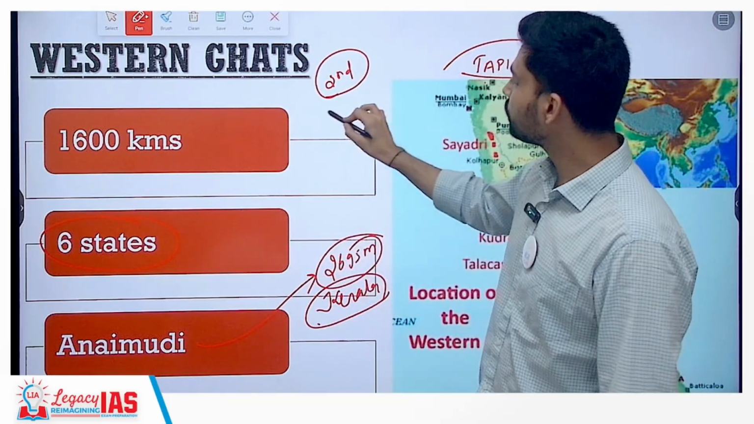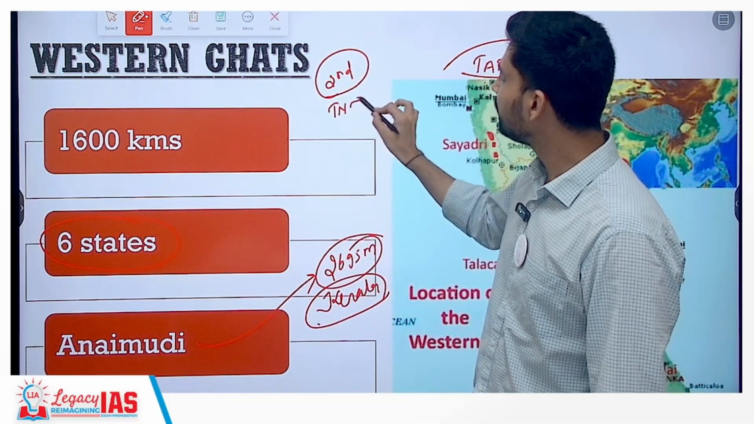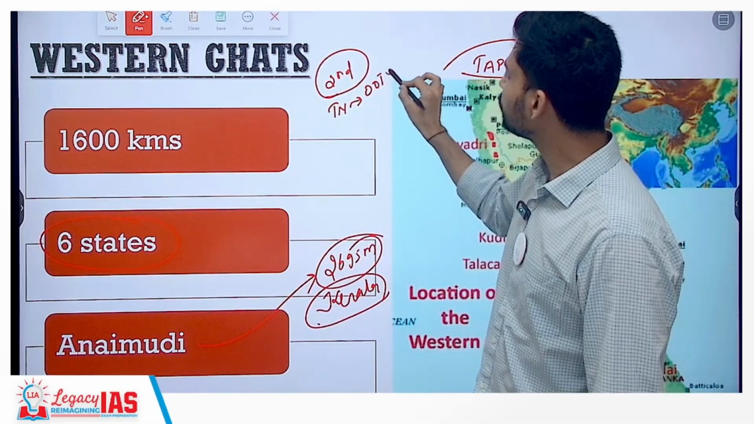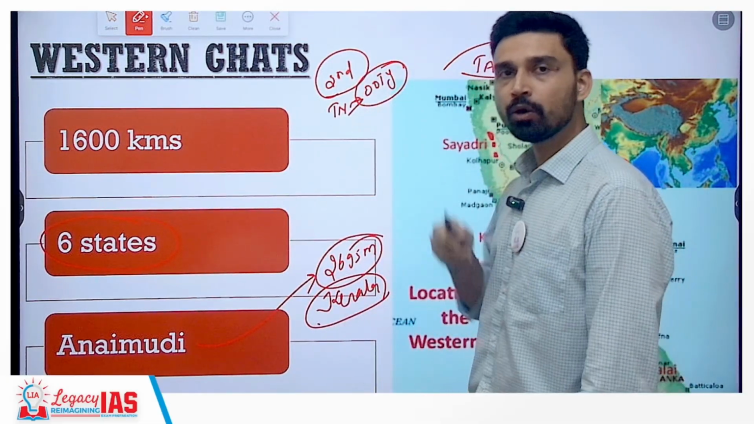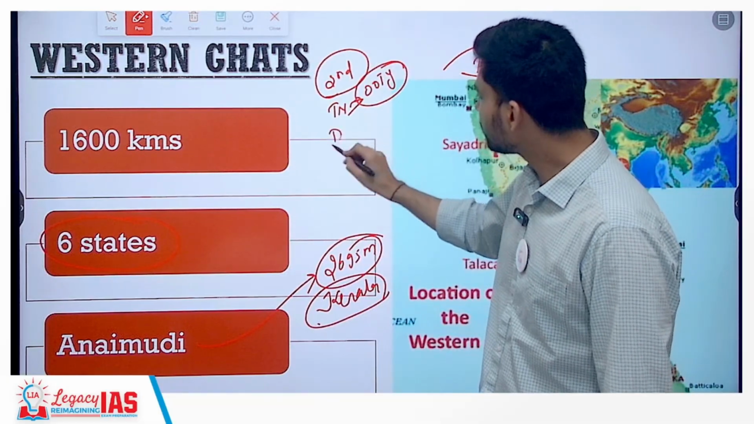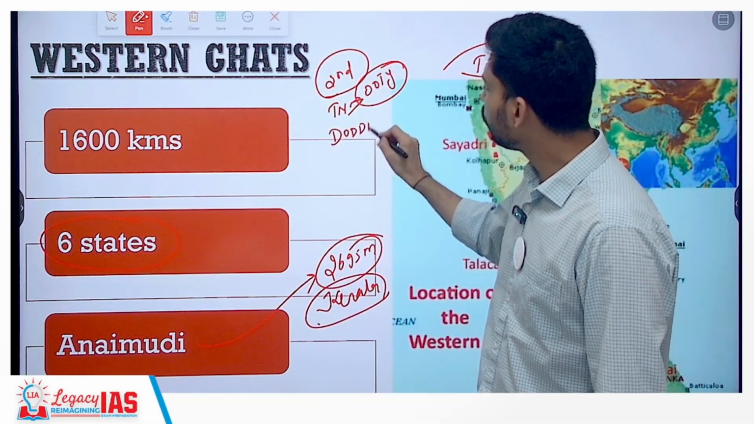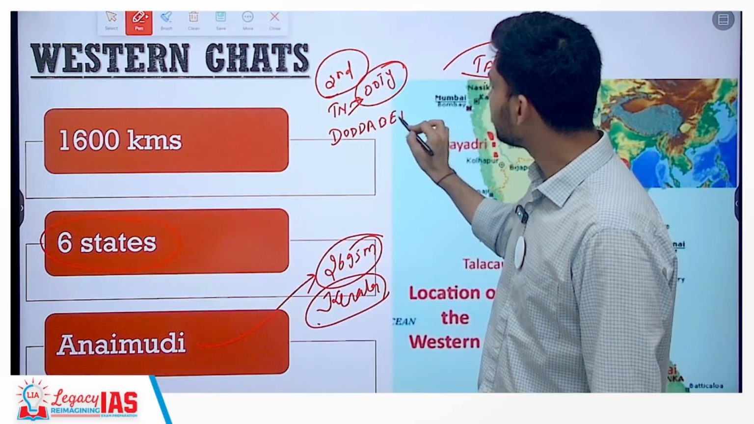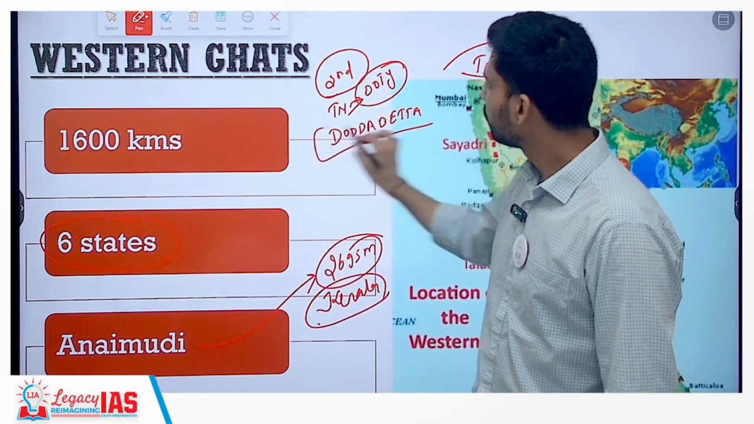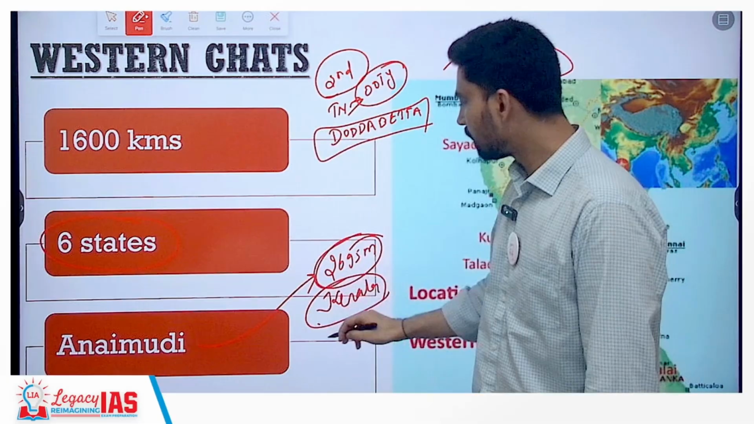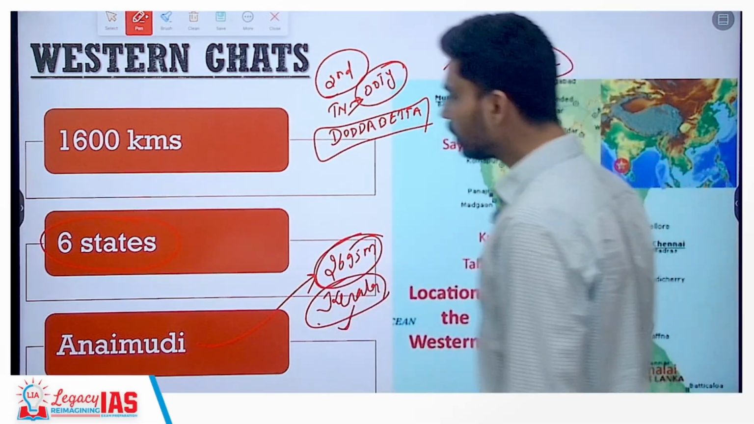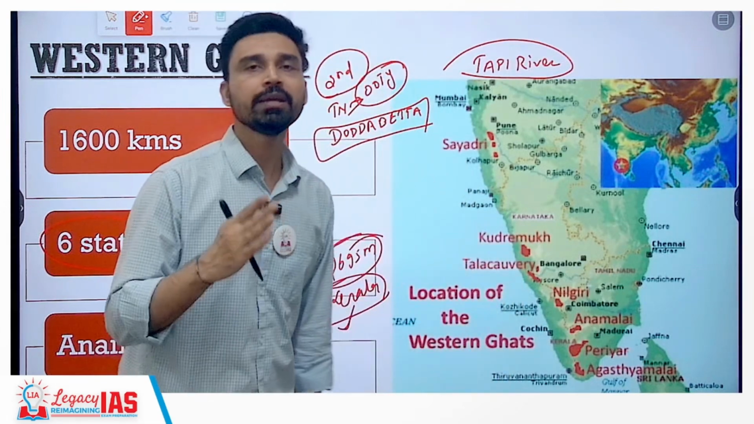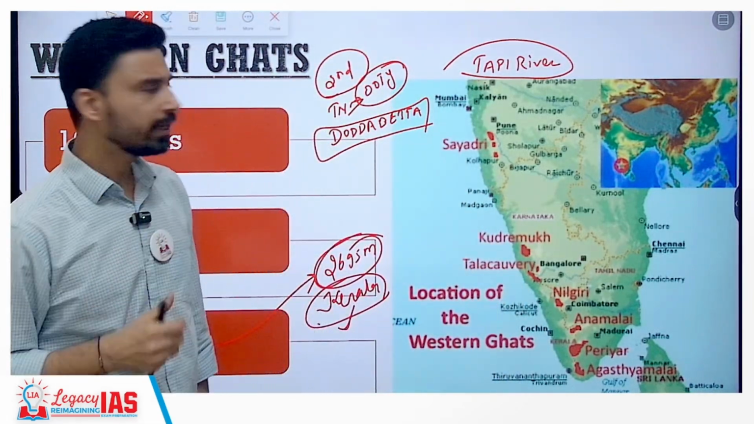The second tallest peak of Western Ghat is located in the state of Tamil Nadu, near one of the most famous tourist hill stations of South India called Ooty or Udagamandalam. This itself is called Doda Beta. So Doda Beta is the second tallest peak in Tamil Nadu near Ooty, and the tallest peak is Anaimudi in Anamalai Hills of Kerala as such. Overall, in the northern part, Western Ghat has an average elevation of about 1200 meters.